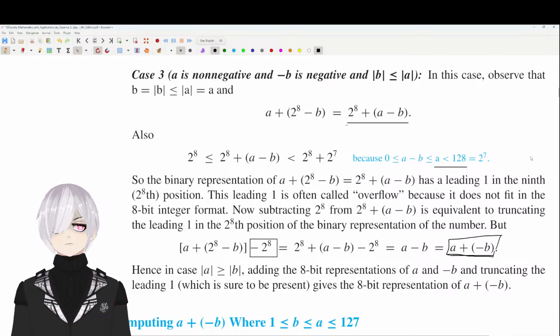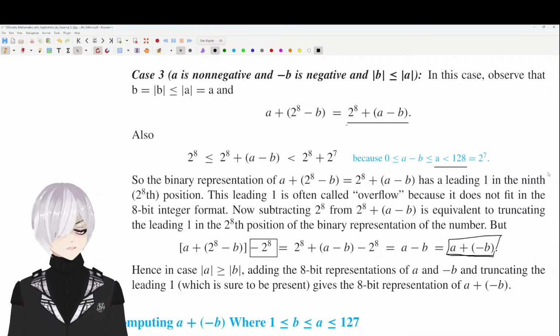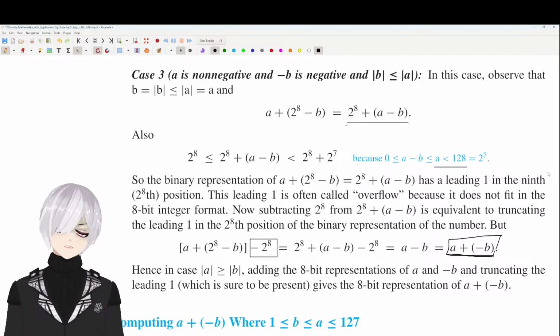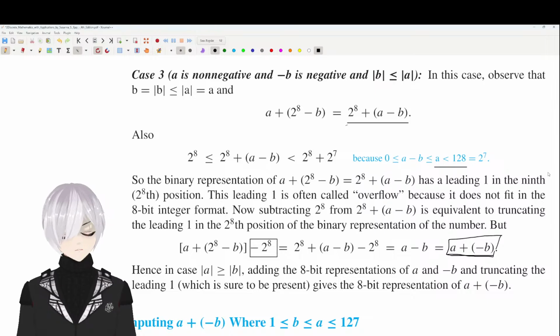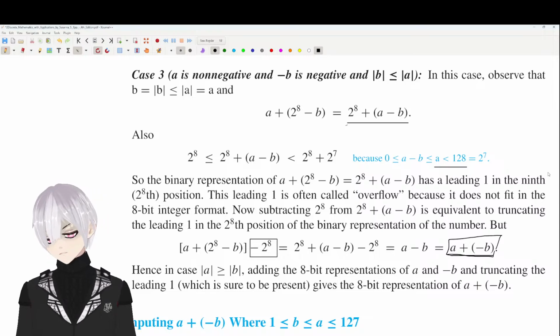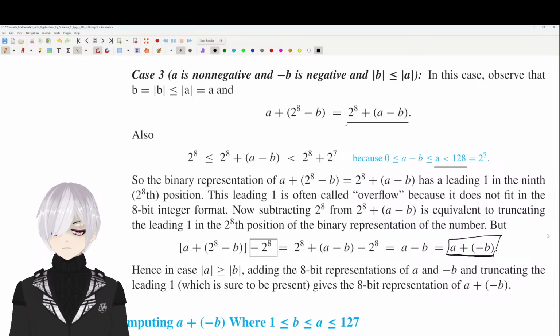But I guess it does work based on the proof, and maybe that's how people realized it, because they realized that if we get that leading one, that means we're adding a 2 to the eighth, and if we get rid of it, that gives us just a minus b. Yeah, but it is interesting. It's sort of a useful procedure for getting to the result we want.